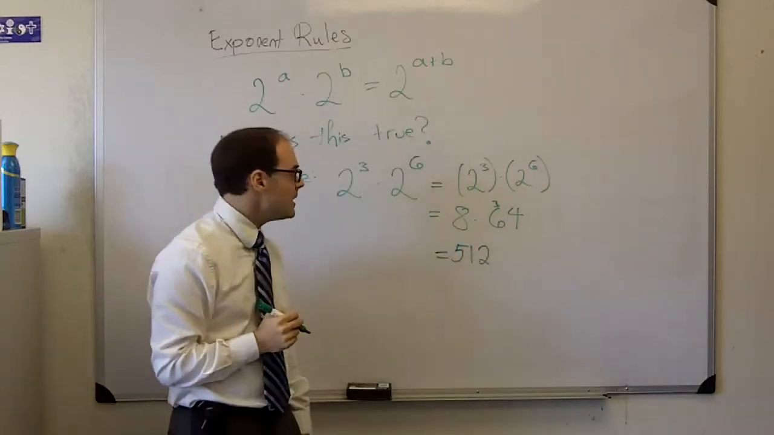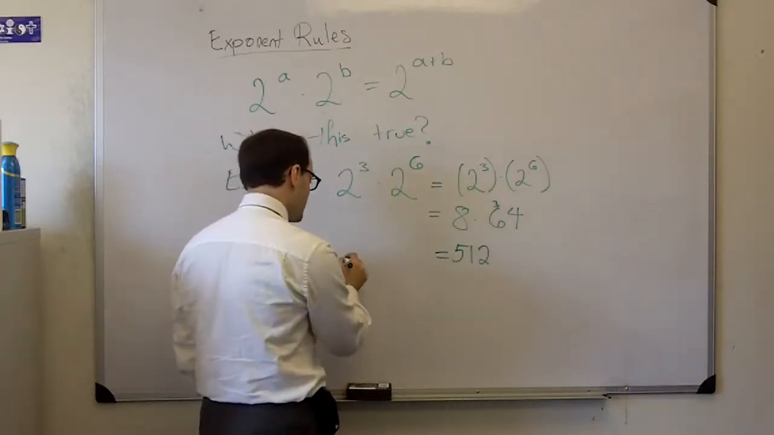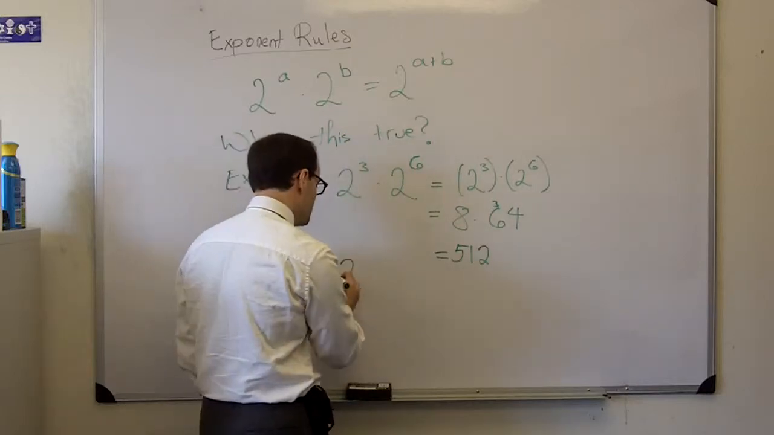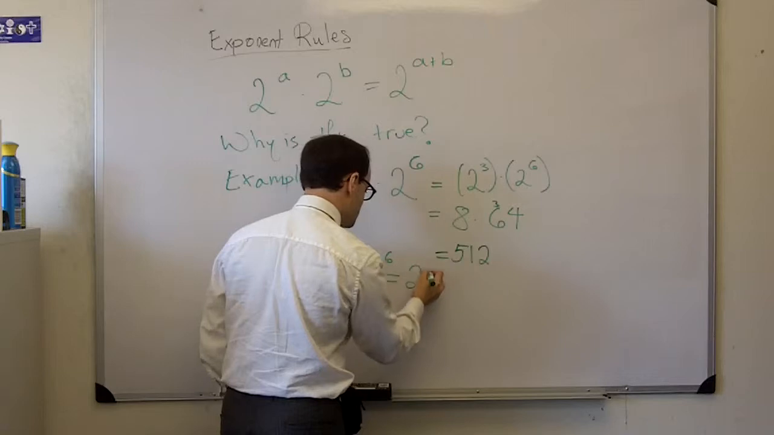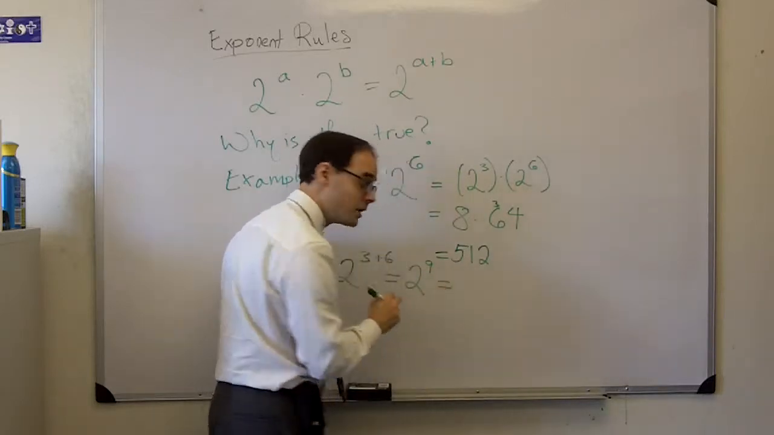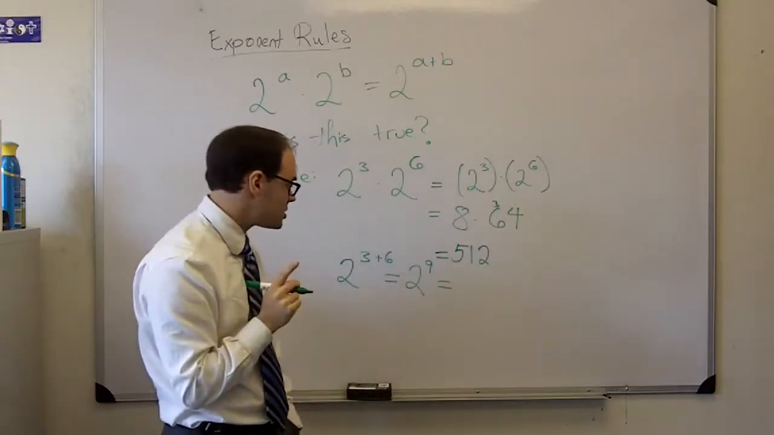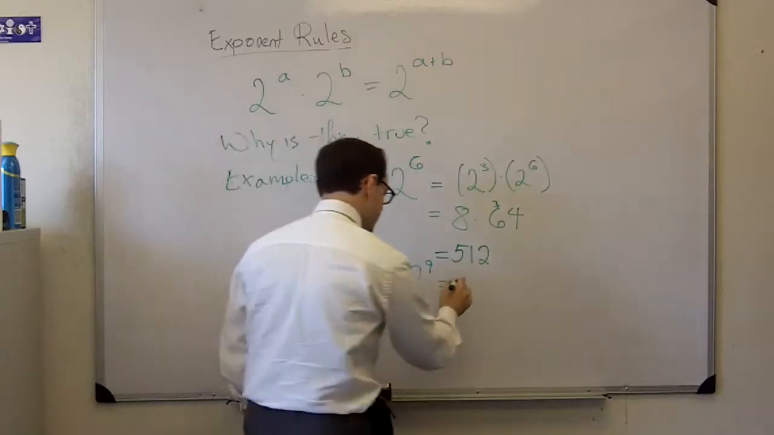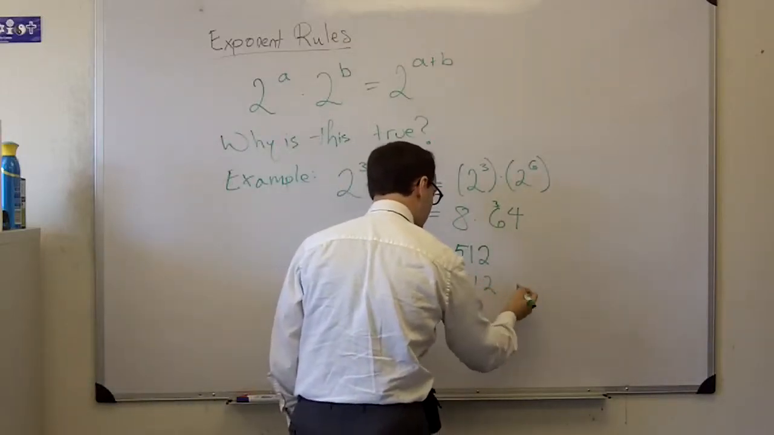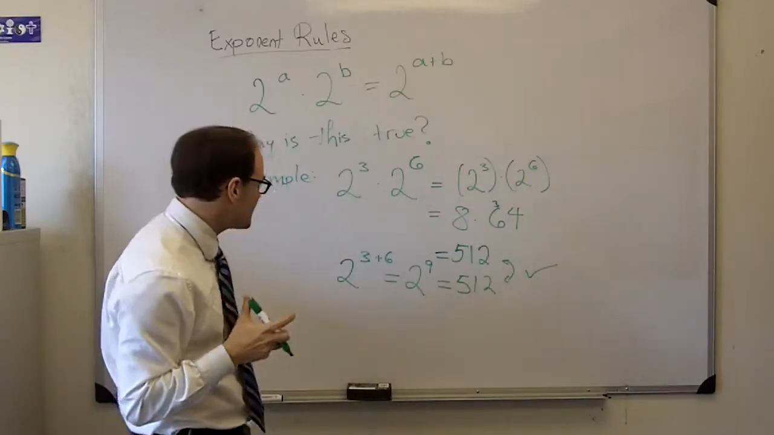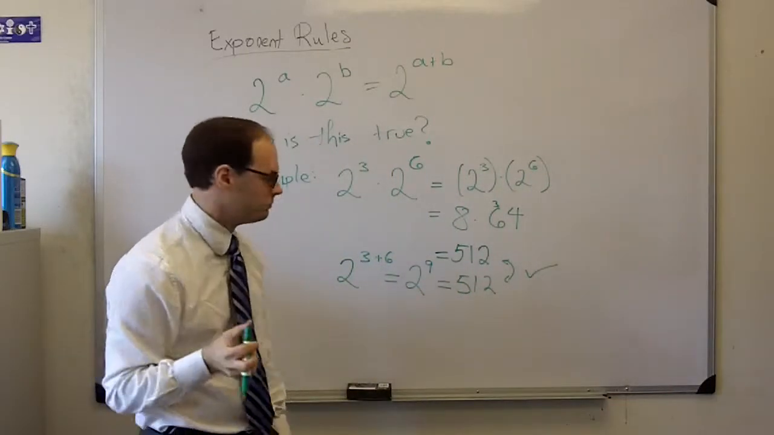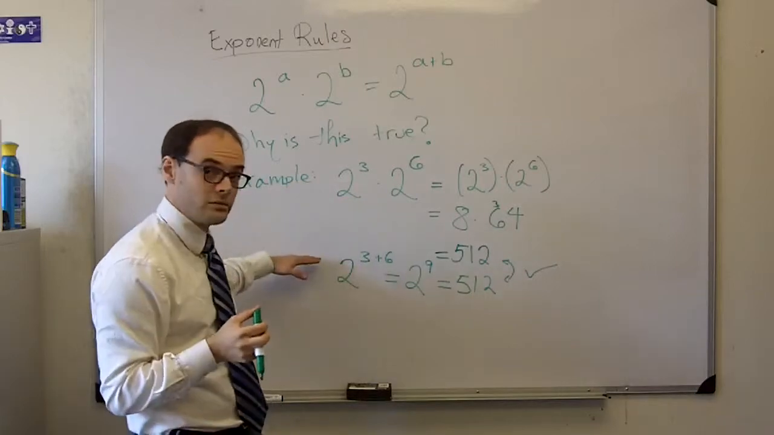512. Okay. Now what about if we use this rule? 2 to the 3 plus 6. That's 2 to the 9. Which if you ask your calculator what is 2 to the 9, that is in fact, hey, 512. Check. They work. Okay, so this idea kind of works. Why does it work? So it certainly does work in this case.